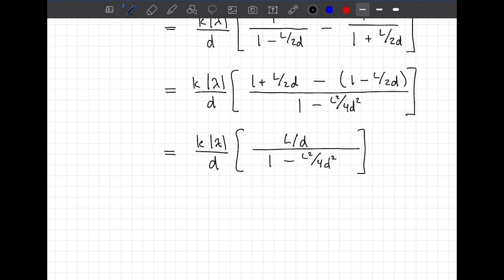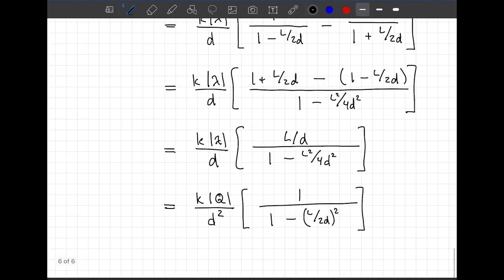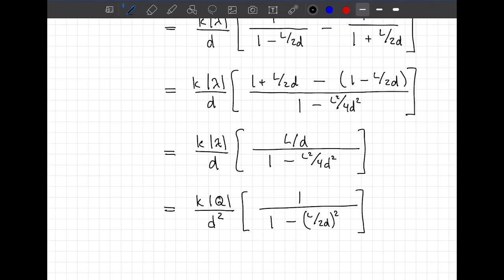Now, where does that leave us? Well, we can pull the L over d out front, and L times lambda will simply give us back the charge of the rod, because we said that it was uniform. So we'll just get a k times the absolute value of Q by pulling that L out. And then the d will appear in the denominator, so we have kQ over d squared. And then we're left with 1 over 1 minus L over 2d squared. So that's the expression for the electric field magnitude at a point located above the rod.